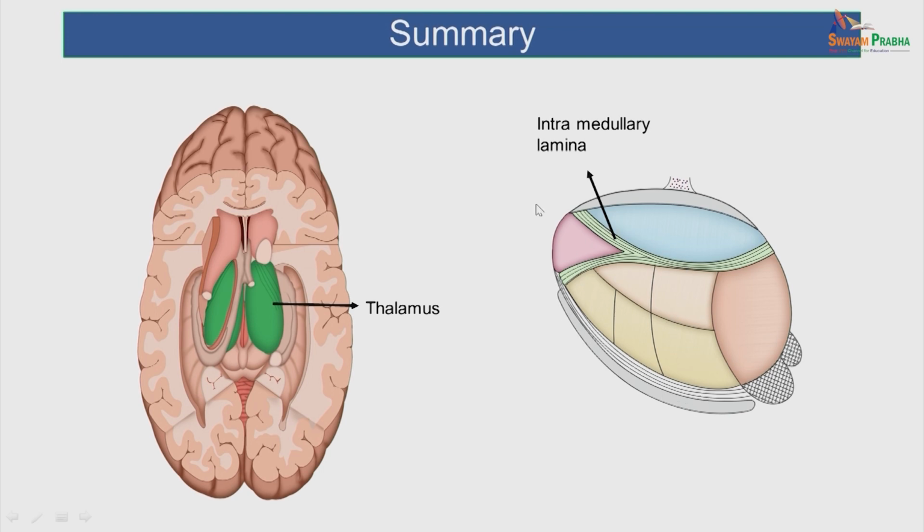The nuclei divided over here are the anterior nucleus, the dorsomedial nucleus, the lateral posterior and lateral dorsal nucleus, the pulvinar, the ventral anterior, ventral lateral and ventral posterior, which is divided into ventral posterior lateral and ventral posterior medial. There is a centromedian nuclear complex, the intralaminar nuclear complex and the reticular formation. We have the medial and lateral geniculate bodies.